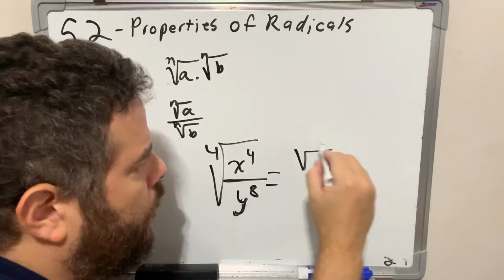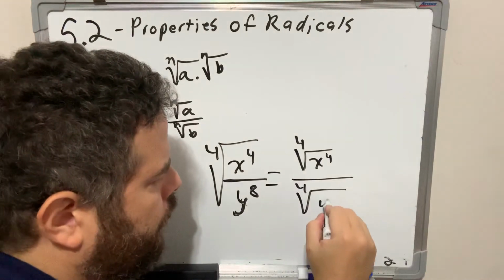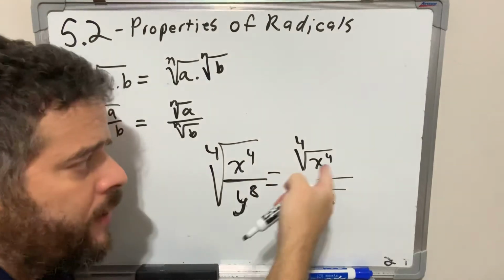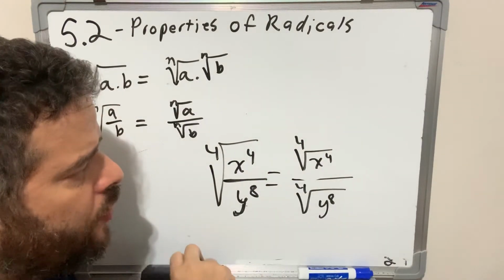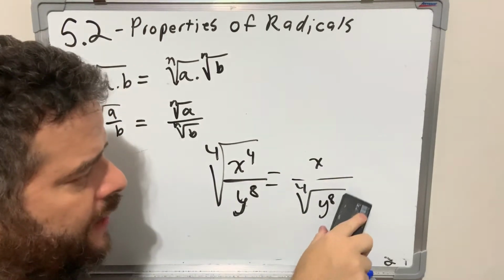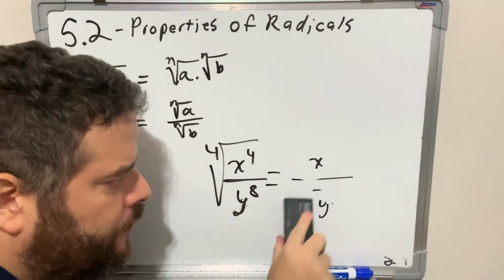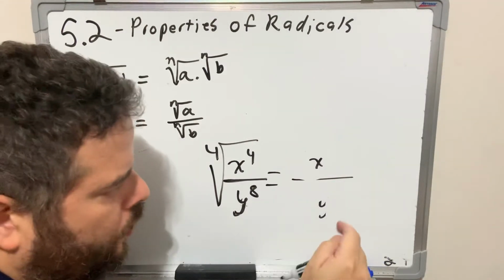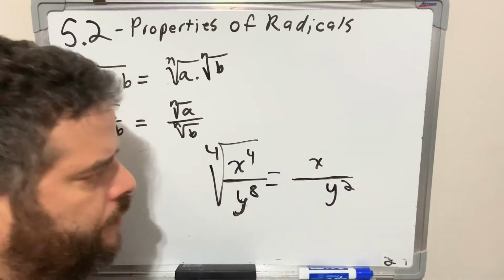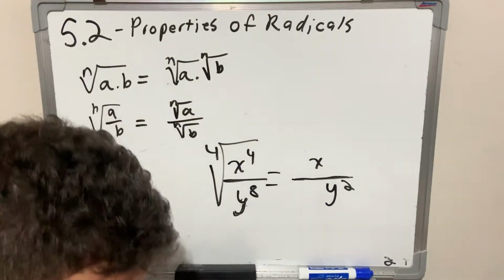So I'm going to have the quartic root of x to the 4 and the quartic root of y to the 8. This guy can come out once, he pays the toll once, so I'm left with pretty much x. This guy can pay the toll twice, it costs 4, and he has $8, so I'm left with y squared, pretty much. That's it. Break it down and then work each one individually.